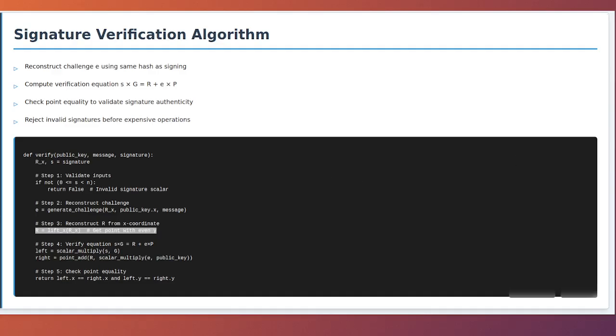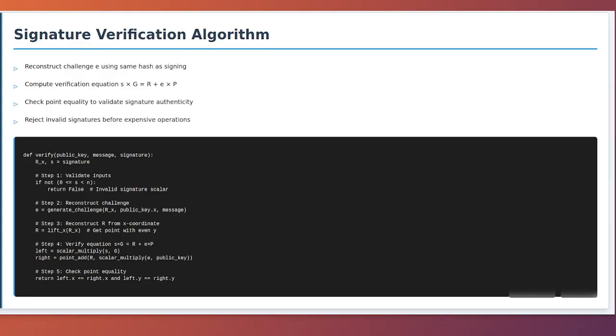An important security consideration is that the verifier must check that all components are valid before performing the verification equation. The public key P must be a valid point on the curve and not the point at infinity. The signature scalar S must be in the range 0 to n-1. The X coordinate Rx must represent a valid X coordinate of a point on the curve.